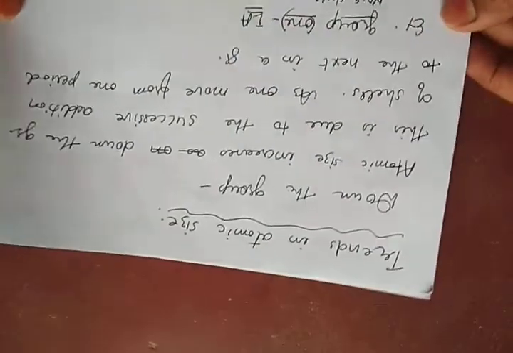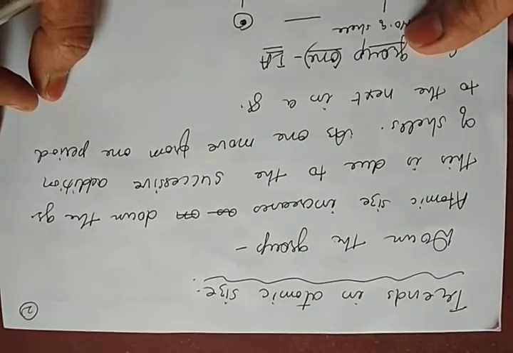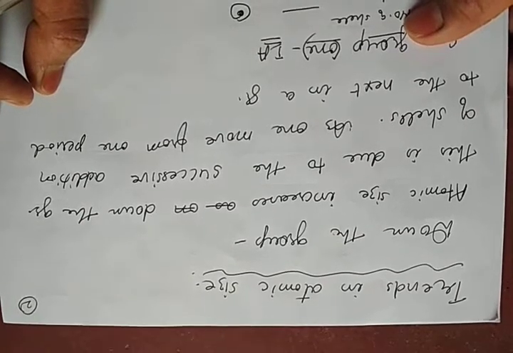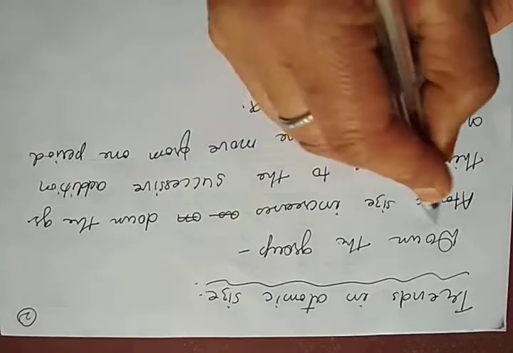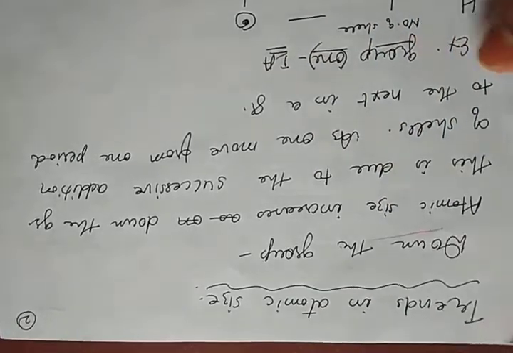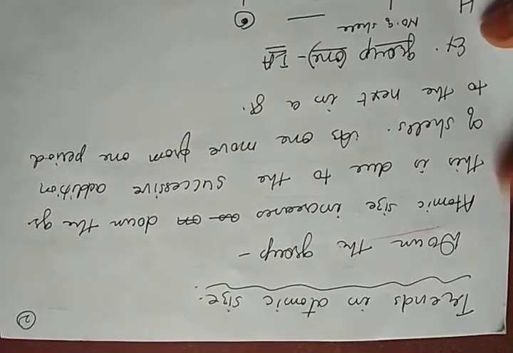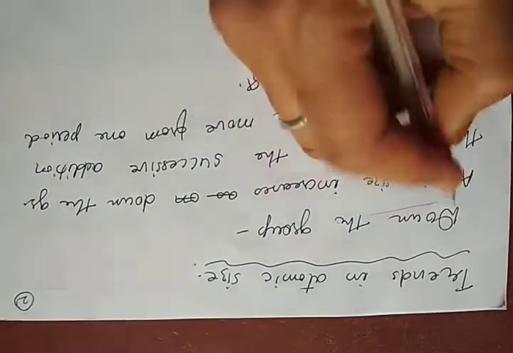Now we will come to the next point, that is trends in the atomic size. Trends means the variations of the atomic size in the periodic table, how it changes down the group and how it changes across the period. That is called the trends of the atomic size in the periodic table. Let me consider the first, down the group.